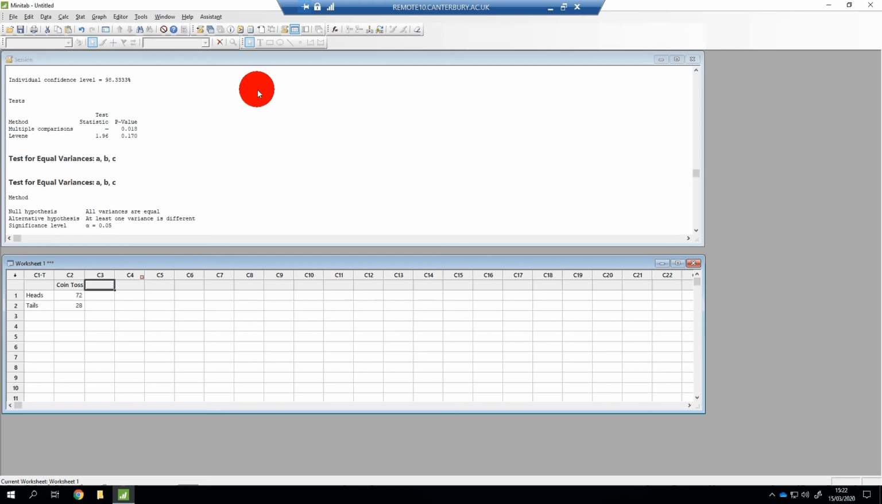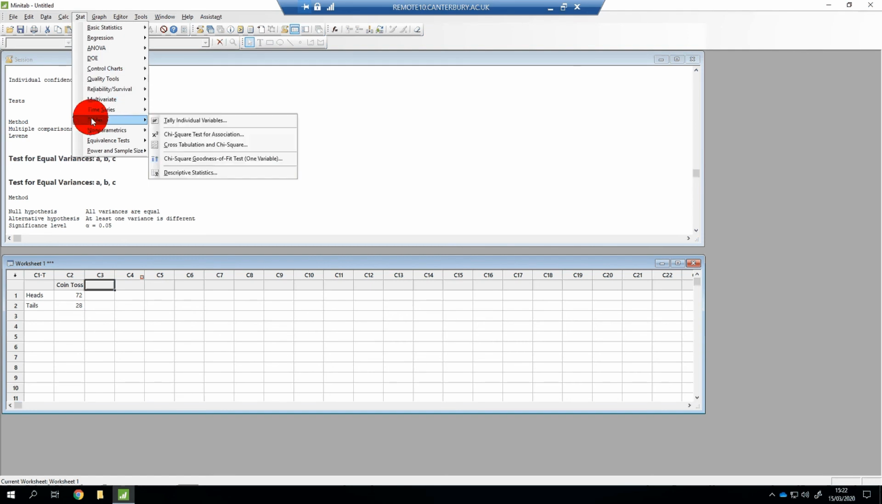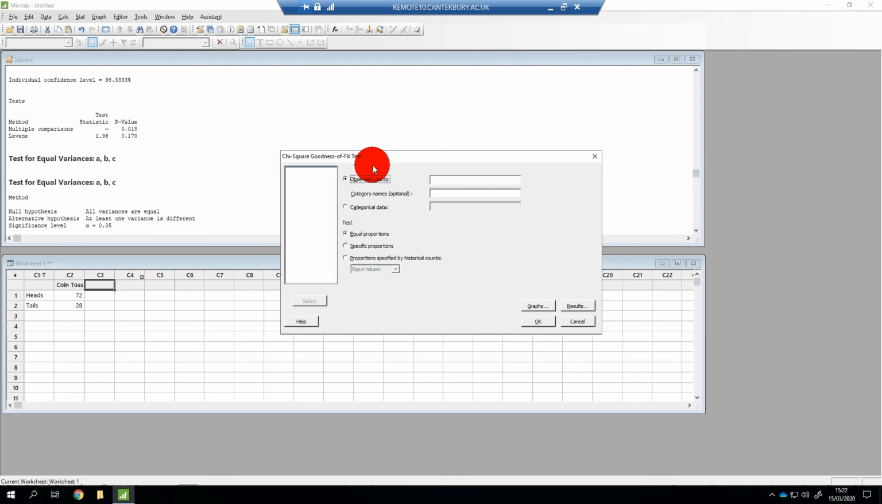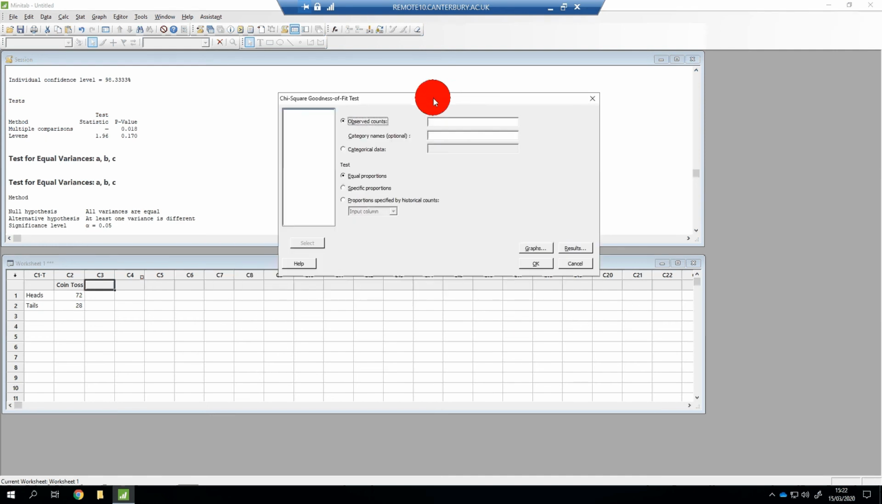In Minitab, if you go to your Stat menu and you go to the Tables option, because we're dealing with a table here in our spreadsheet, you can go down and you can find a chi-square goodness of fit test, one variable. Now, what Minitab is asking me in this window is, what are your observed counts? How many things did you observe happening in each category? Well, my observed counts are in my column number 2, my coin toss results. So I can double click that and it'll make that my observed counts.